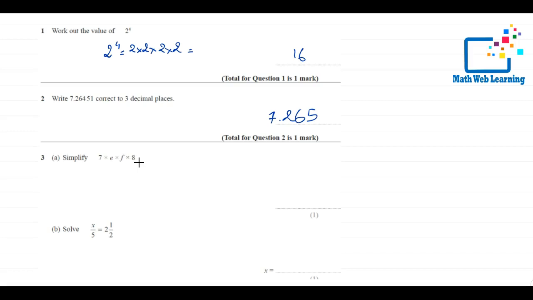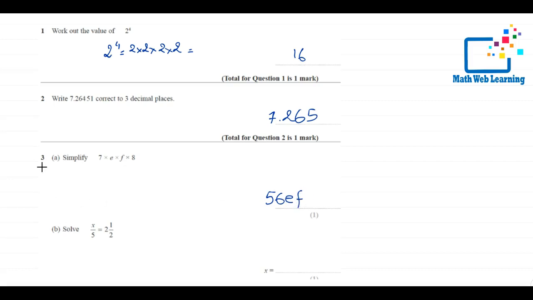Question 3 is 7 times E times F times 8. So you do the numbers together first. 7 times 8 is 56. You do the two terms E and F together. E times F is EF. So the answer is 56 EF.